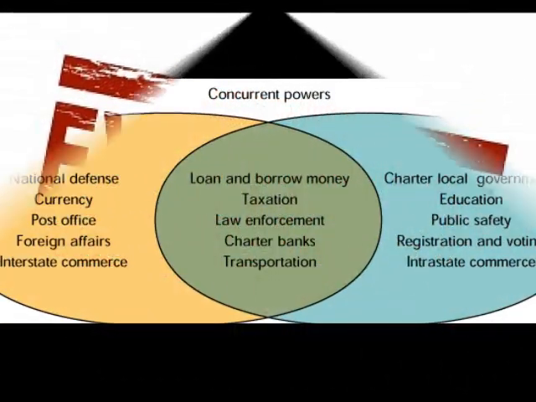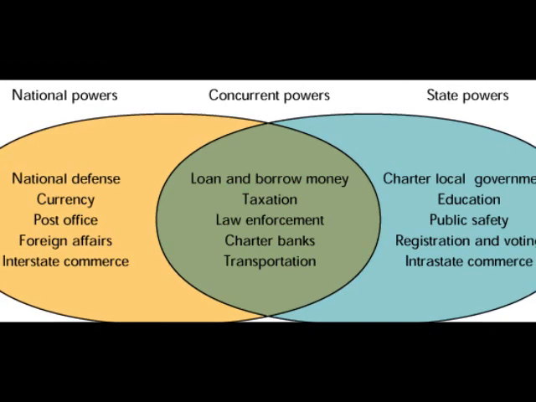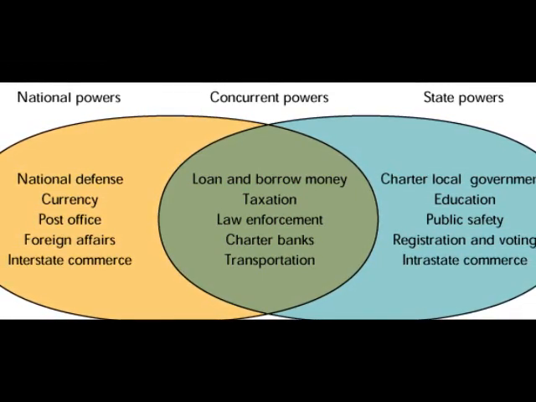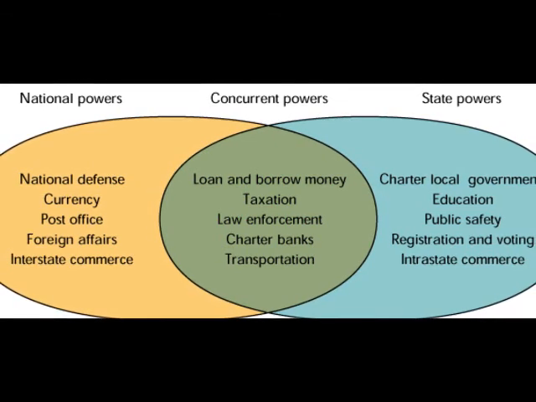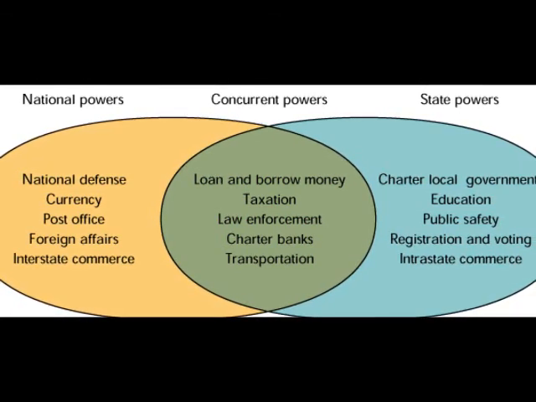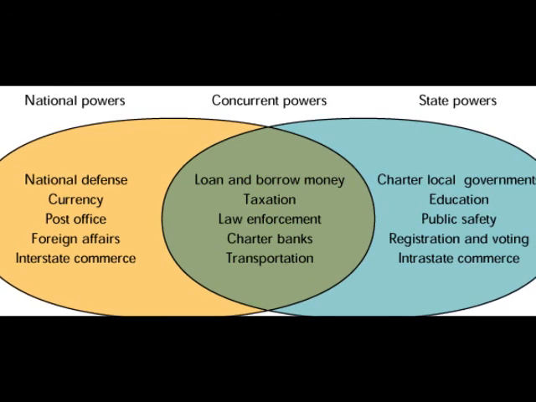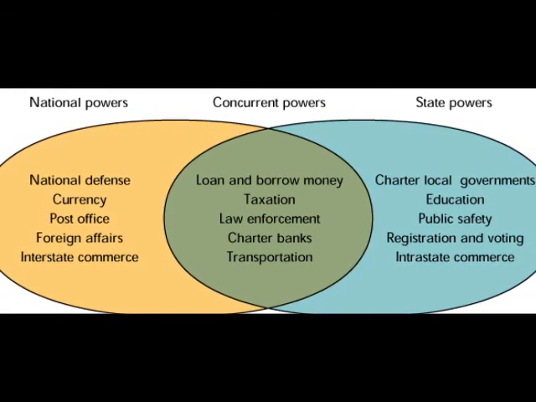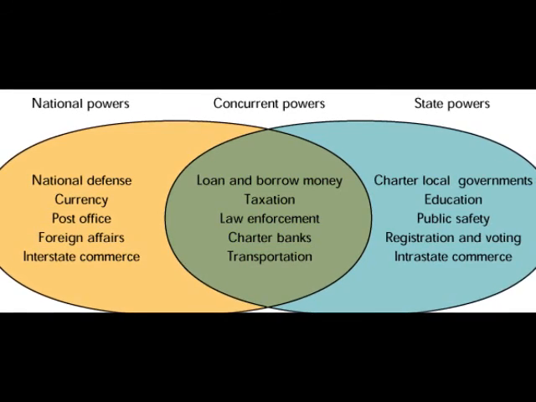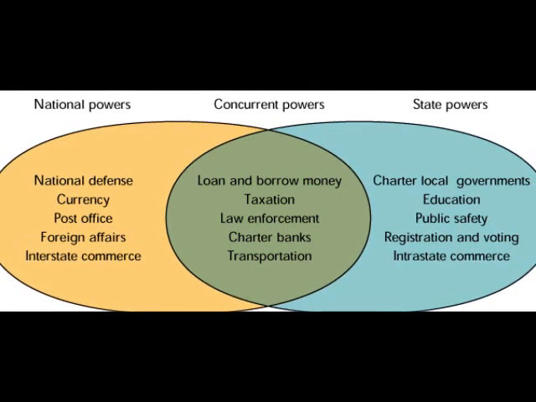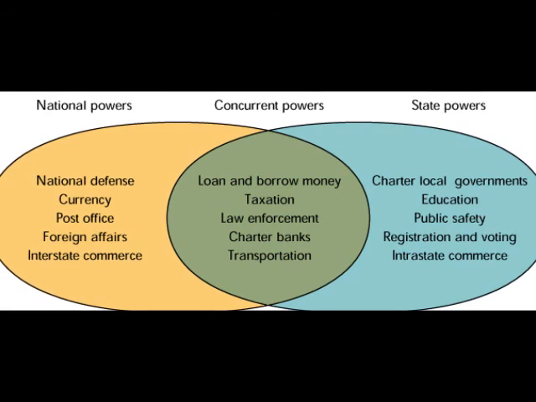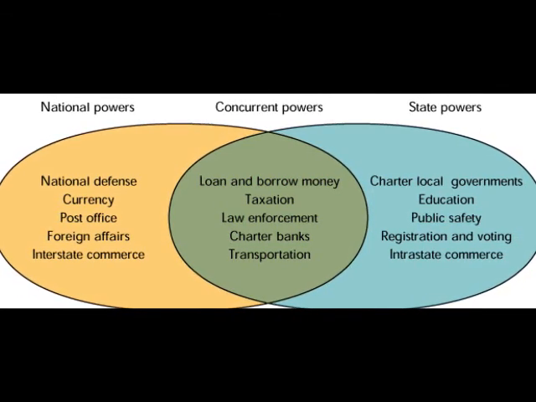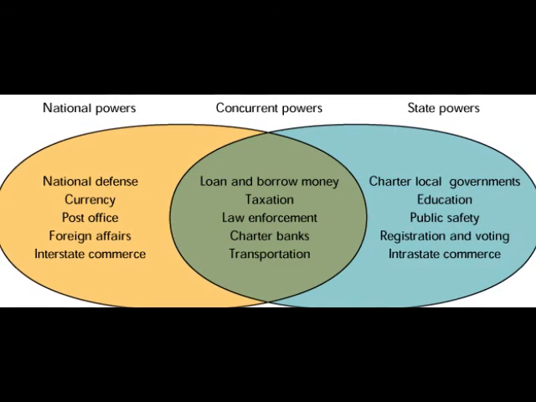But then we have concurrent powers. And concurrent powers are things that both the states and the national government can do. So things like collecting taxes, or defining crimes and punishments, or setting up court systems, establishing banks. Those would all be things that both the states and the national government can do. But if you notice, some of those powers are included in the delegated powers. So not all delegated powers are concurrent, and not all delegated powers are exclusive.